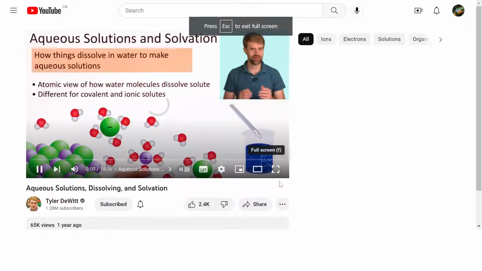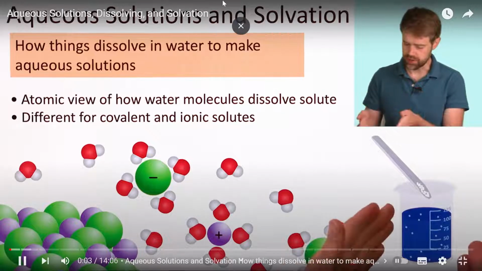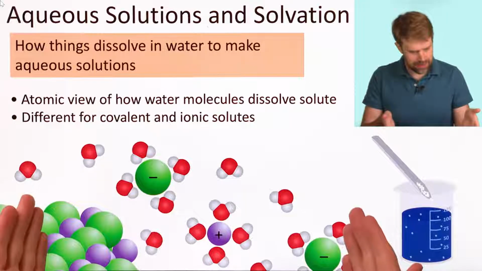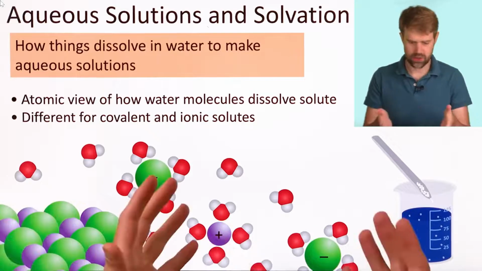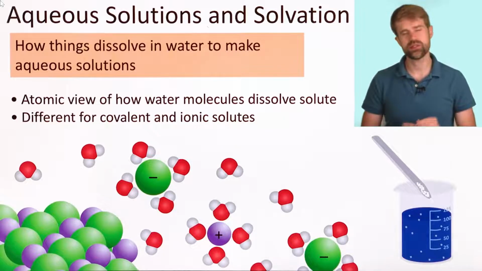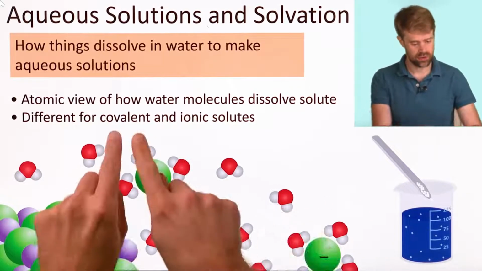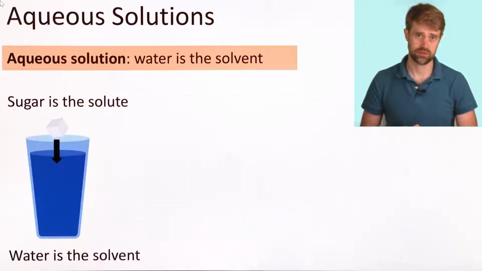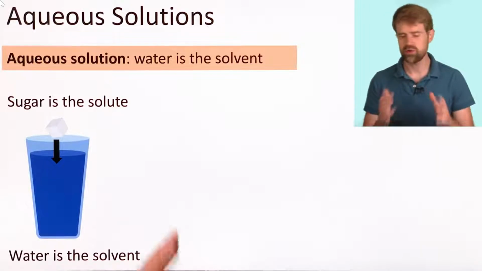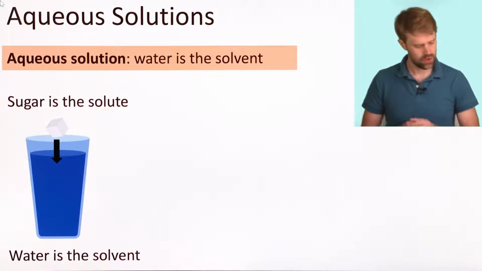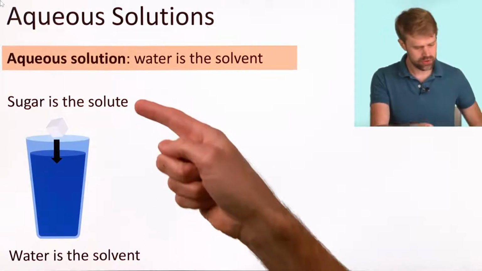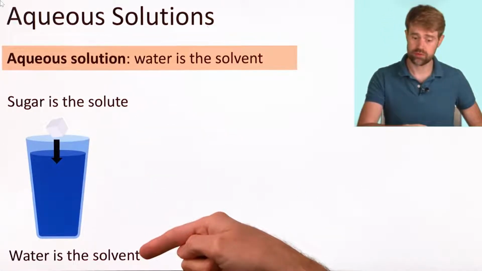In this video, we're going to talk about how things dissolve in water to make aqueous solutions. We're going to look at an atomic view of how water molecules dissolve solute particles, which is a process known as solvation. And we'll see that solvation occurs differently for covalent and ionic solutes. Let's start by making an aqueous solution, one that you probably made yourself many times. We'll dissolve a sugar cube in water. So here, sugar is a solute, and the water is a solvent.